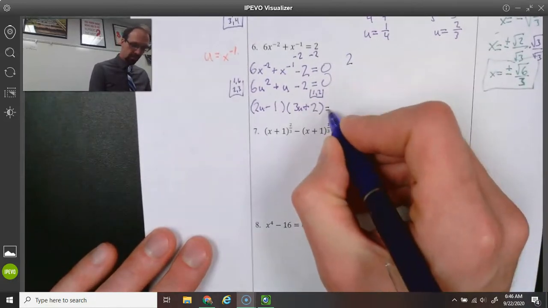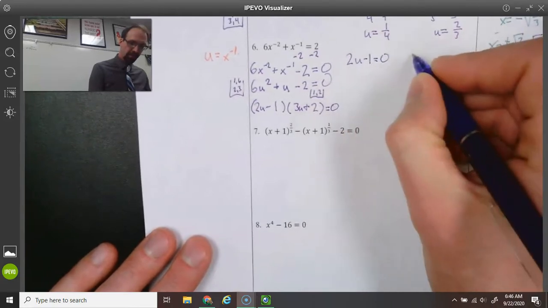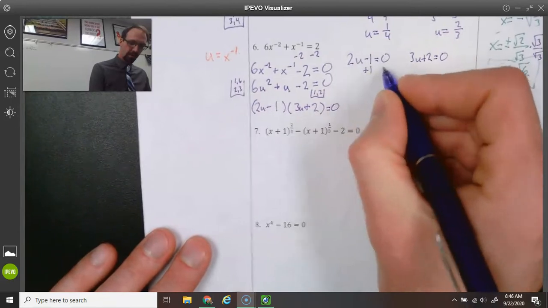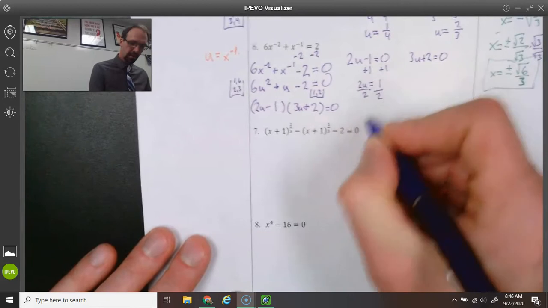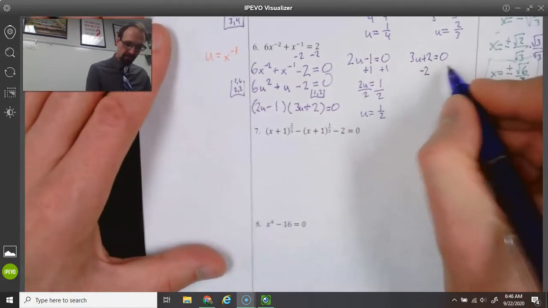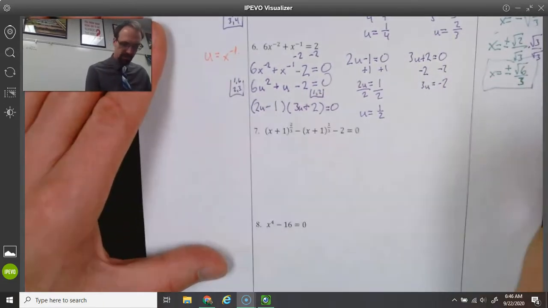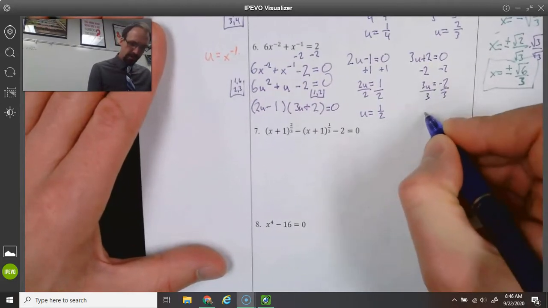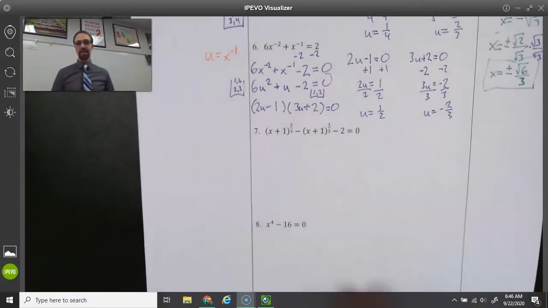So, bring down that. So I have 2u minus 1 equaling 0, and then 3u plus 2 equals 0. Add 1 on both sides. 2u equals 1. Divide by 2, so I have u equals 1/2. And then for this, minus 2, 3u equals negative 2. Divide by 3. And let's see, I got u equals negative 2/3. Okay. Again, this isn't what x equals, this is what u equals.